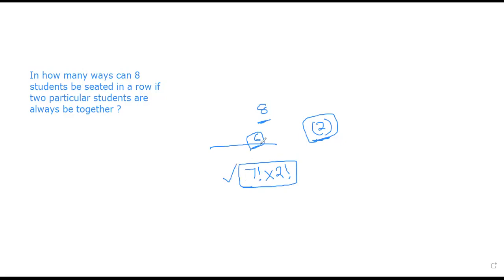Students, 6 people means how many places? 7 places. Suppose here you have 2 letters, 2 letters means how many positions? 3 positions: 1, 2, 3. In the same way, suppose 3 letters are there. When you have 3 letters, how many positions are available? 1, 2, 3, 4. Like this, 6 people are available, 6 people means 7 positions. So 7 factorial into 2 factorial is the answer.